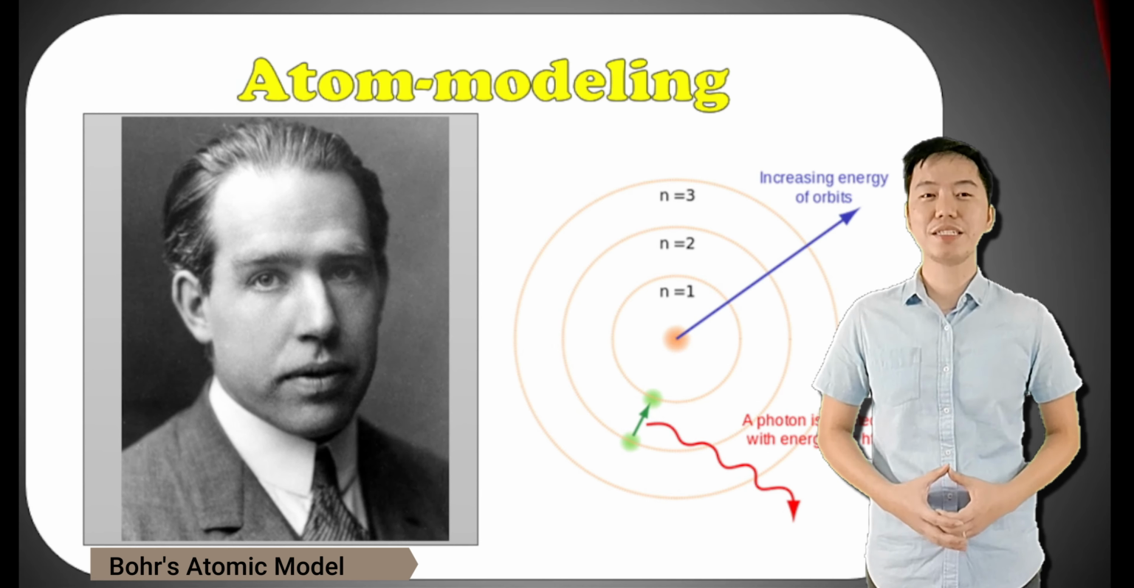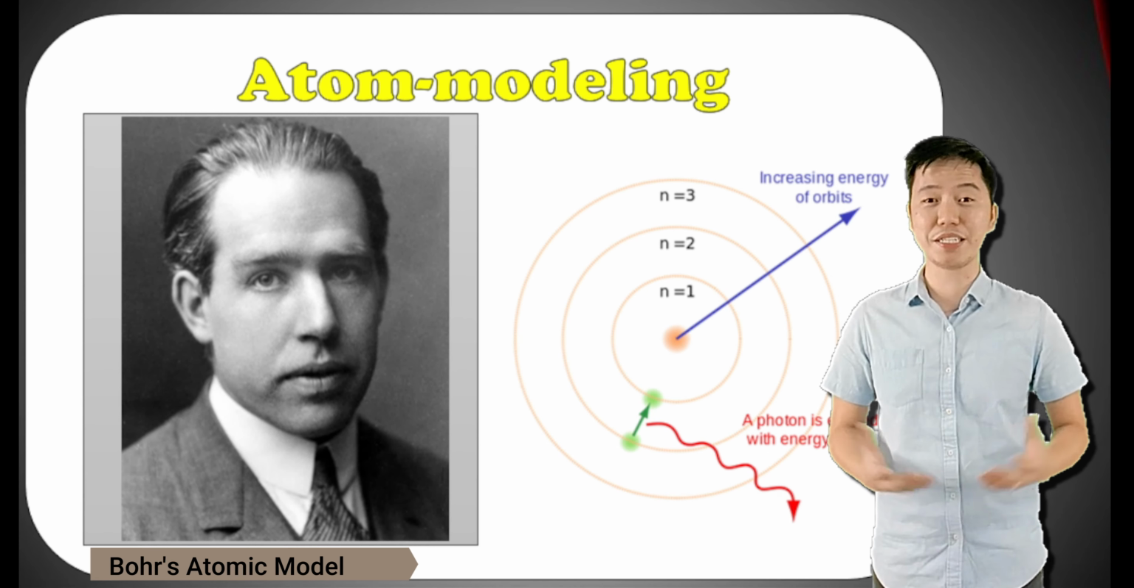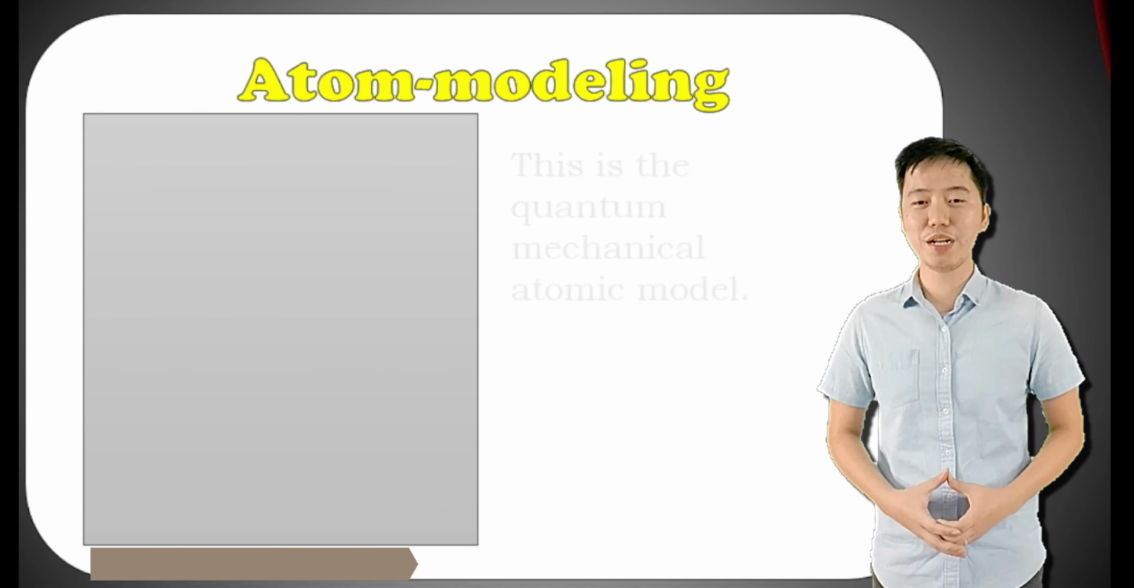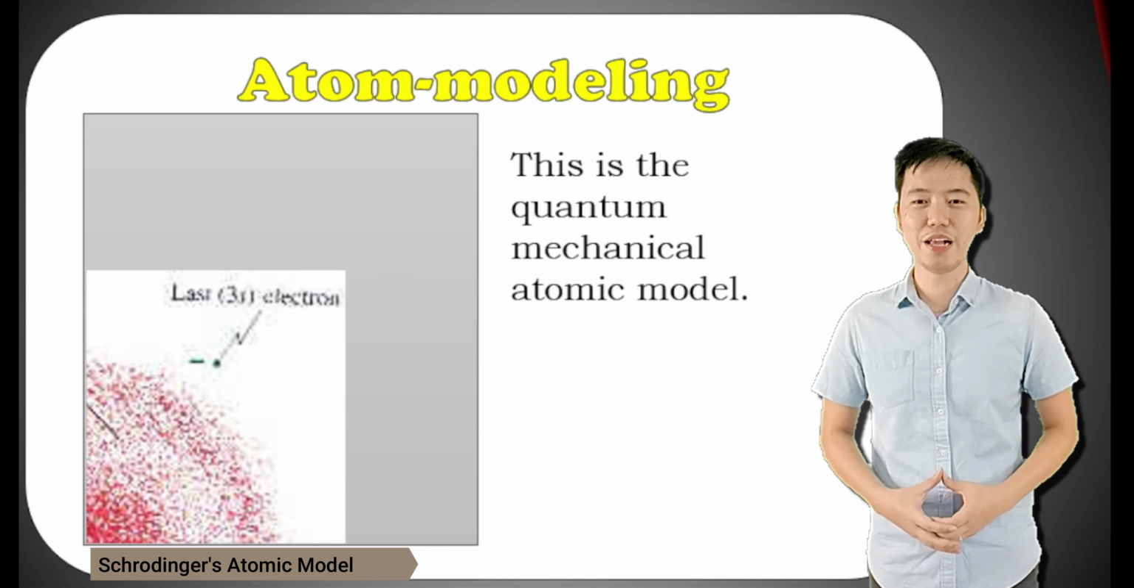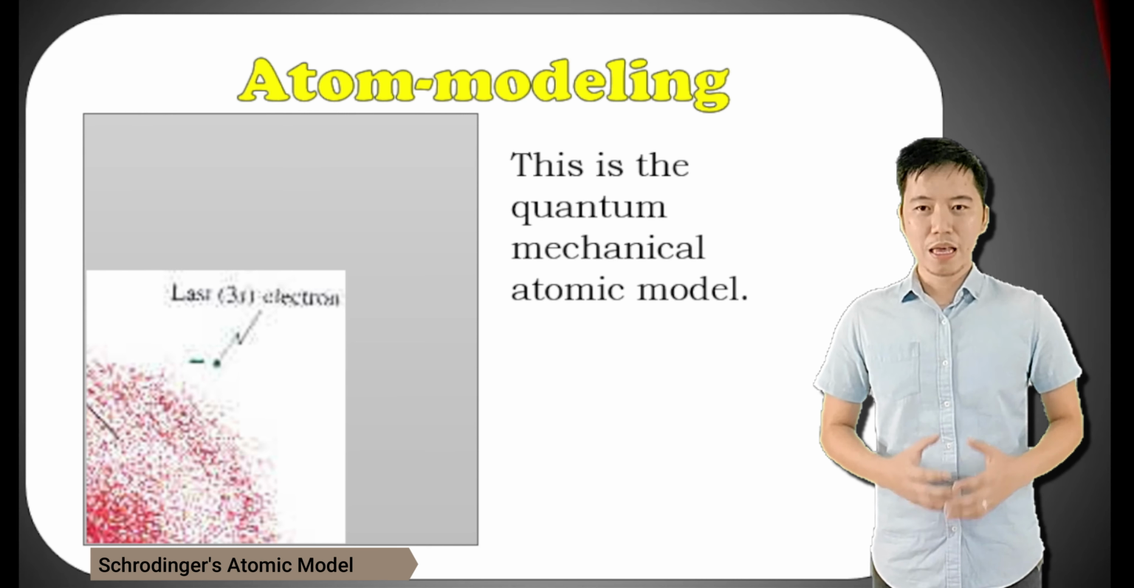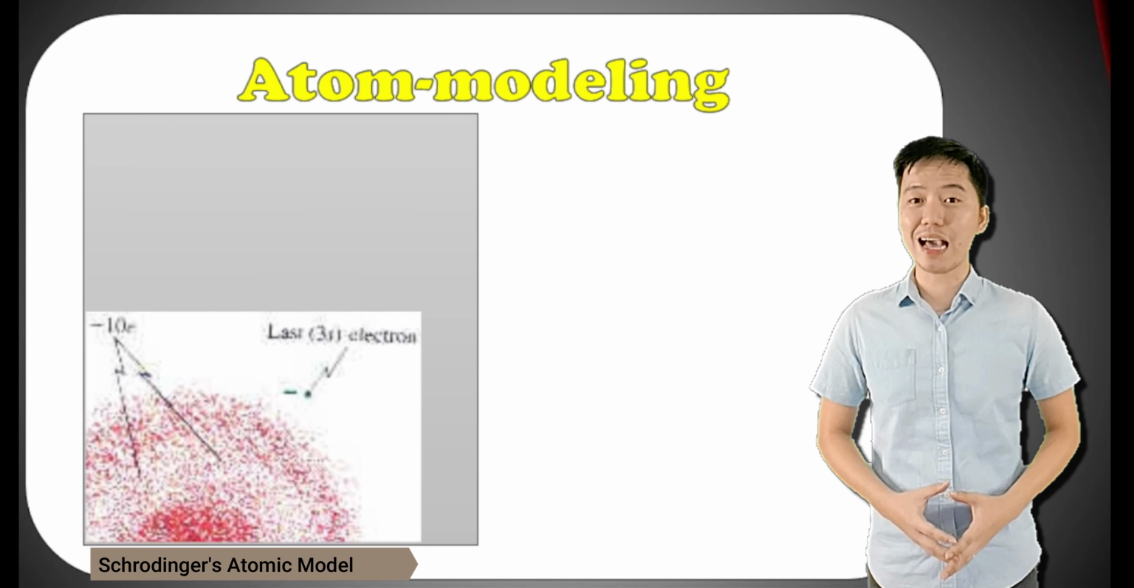Seeing the smallest size of our solar system is amazing, knowing that this was made for the living. Bohr's atomic model. Model number 5. Schrödinger's atomic model. This is the quantum mechanical atomic model.